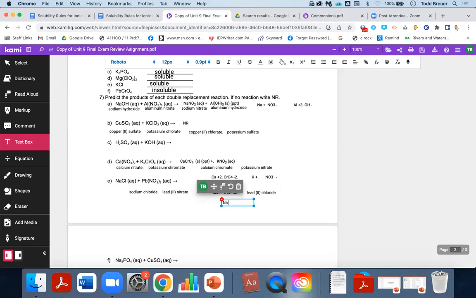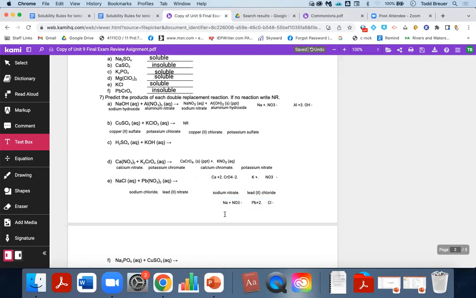Let's look at the ions and their charges. Sodium is +1. Nitrate, NO3, is -1. Nice, easy formula to write because there's a +1 and a -1. Lead-2, when you look at your ion chart, is a +2 charge. Chloride, Cl, is a -1 charge. So we'll go right to writing those formulas.